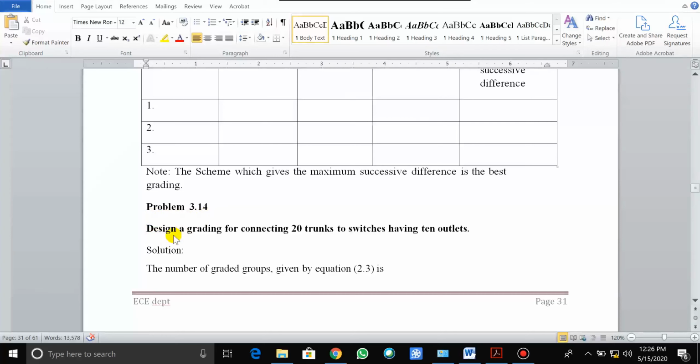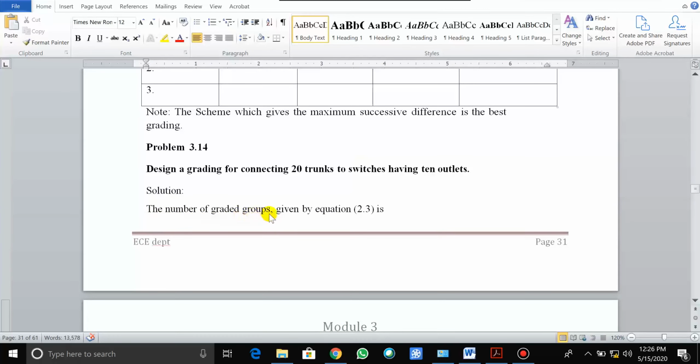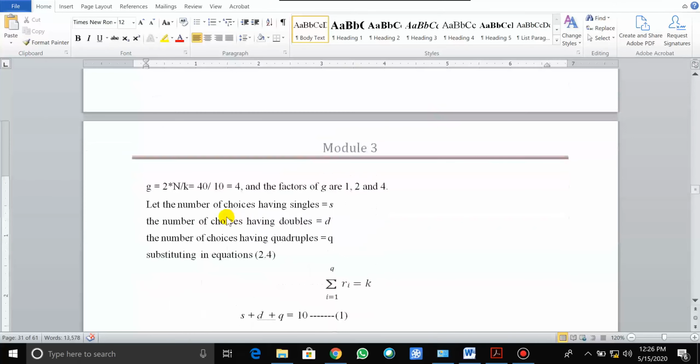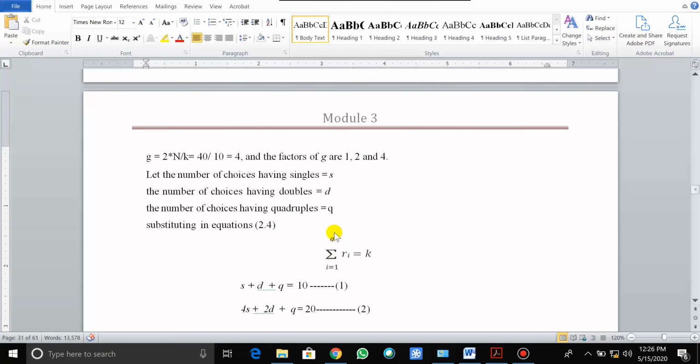So let us take a problem. Design a grading for a connection of 20 trunks to a switch having 10 outlets. Here, the number of graded groups given by the equation is G is equal to 2 into n by k. So 2 into n, they have given 20, so it is 40. K value is 10 because they have mentioned 10 outlets, so K is equal to 10. So you will get 4. And the factors of G are 1, 2 or 4. Let the number of choices having a single be S, the number of choices having a double be D, and the number of choices having a quadruple be Q. We are making it as a consideration.